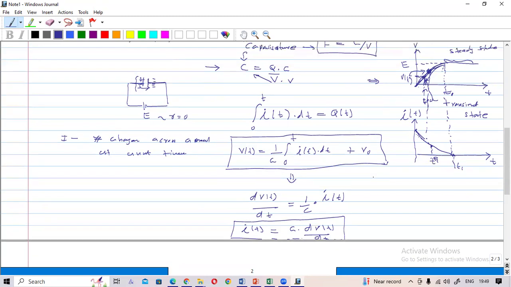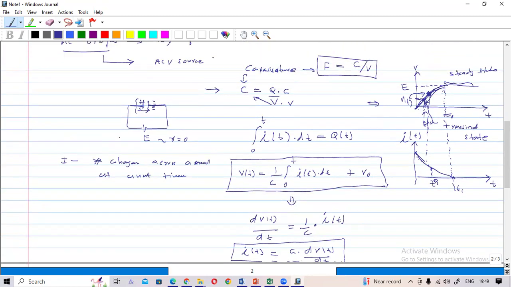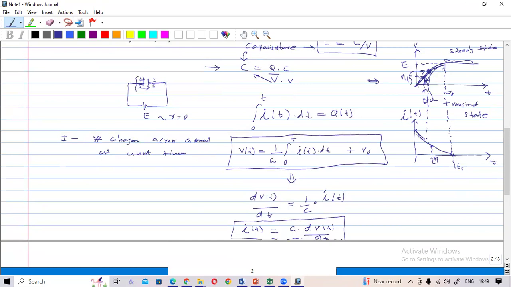But actually for our subject, this equation is not much important, so you don't need to remember this. If you need, you can just write it down and mark it. And these are the capacitive discharging and charging curves.